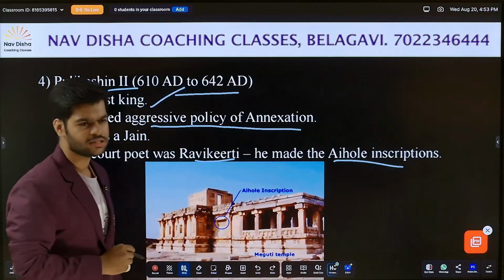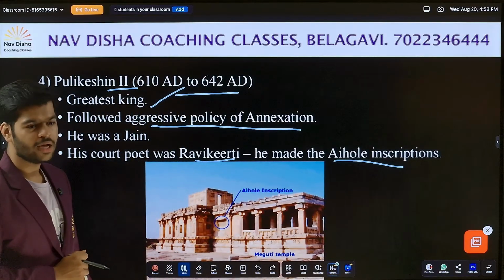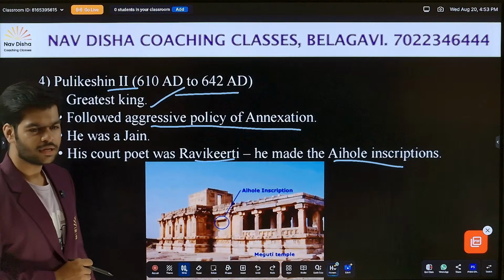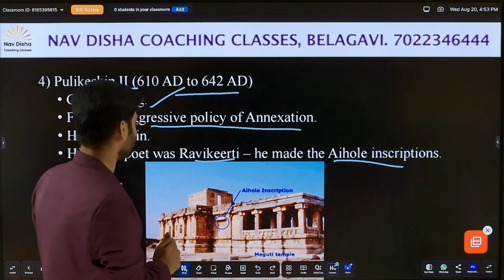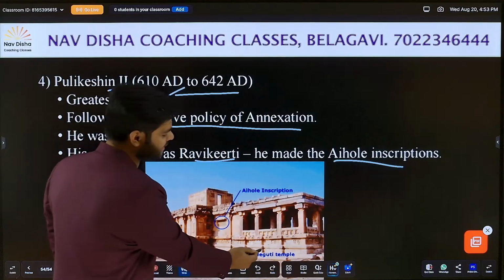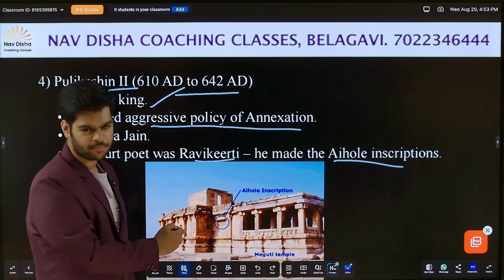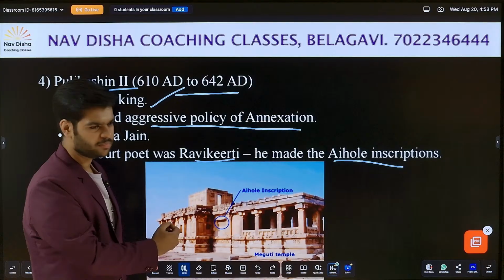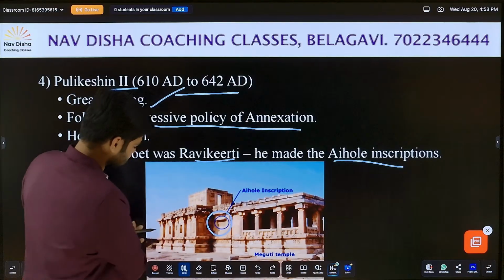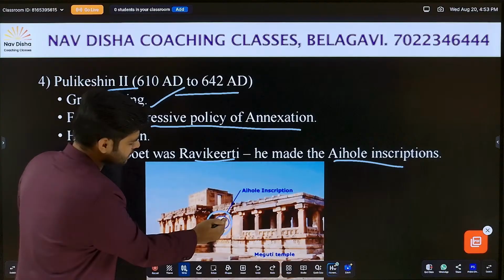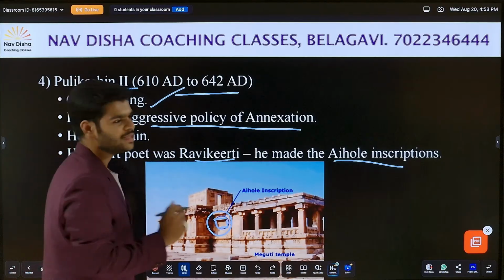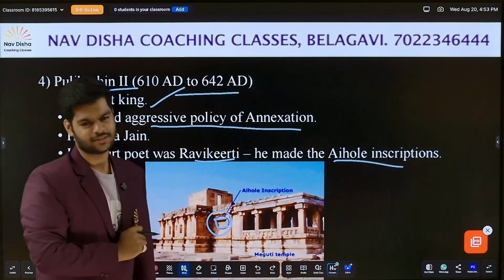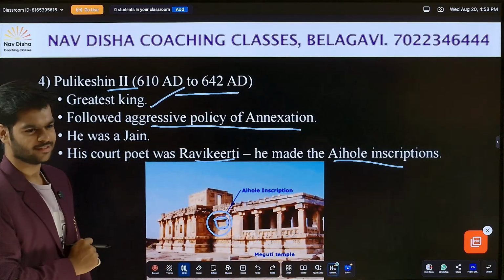You know what is Aihole inscriptions? In English it is Aihole inscriptions. There is a temple, Meguti Jain temple. It is a Jain temple. On the left side, so the temple is like this, left side, there is a panel where an inscription is made on the stone, called the Aihole inscriptions. Correct? Okay.